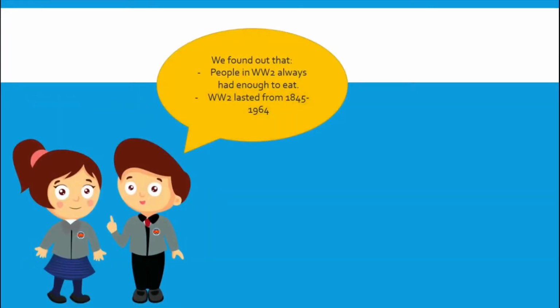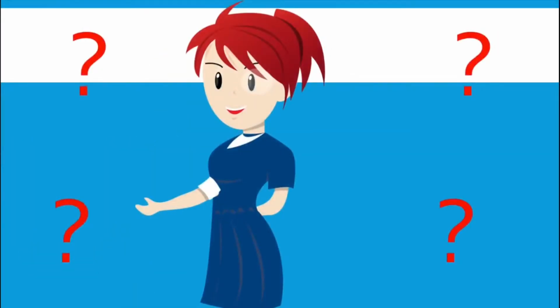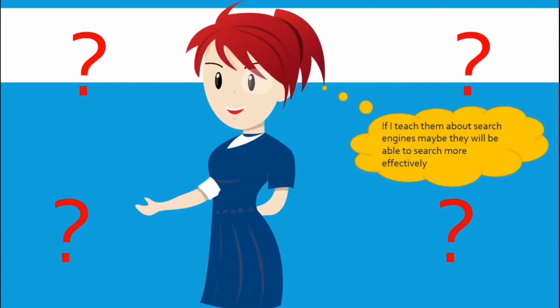About halfway through the lesson, two children come up to you and tell you a list of facts that you know are wrong. How could you stop this happening in future research? Maybe teaching the pupils in your class what a search engine is will help them to search more efficiently.